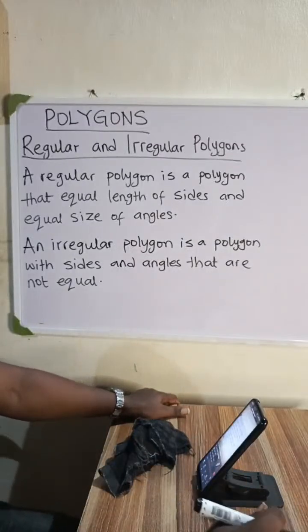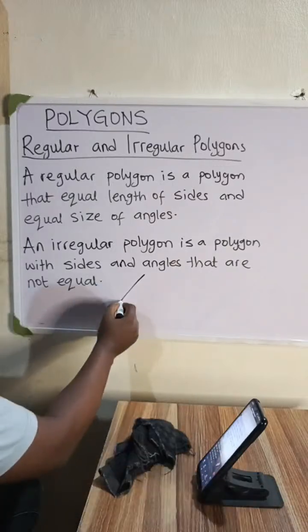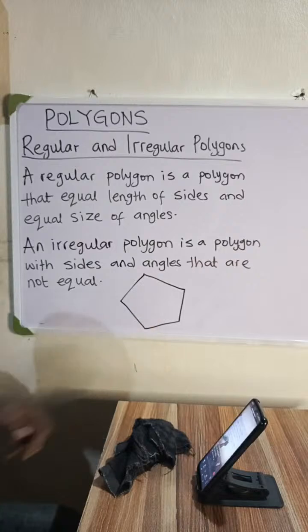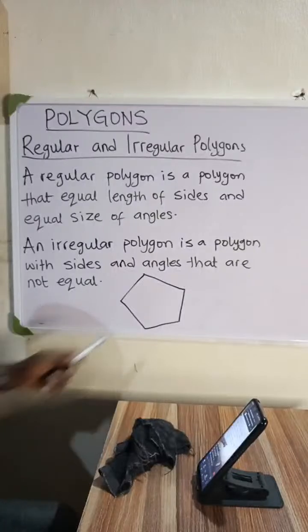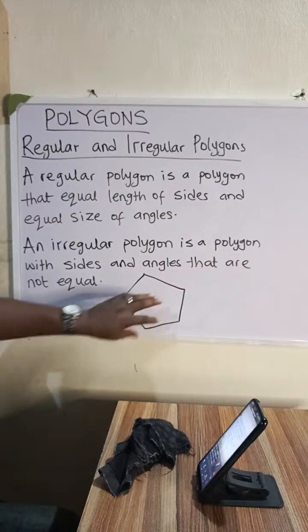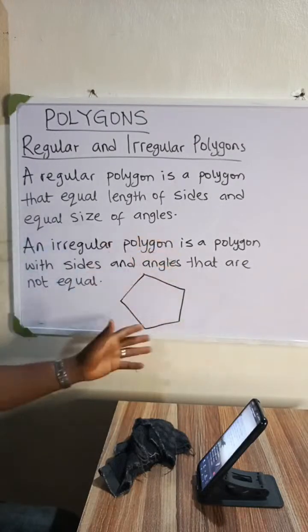So the next thing we're going to do is look at how to calculate the size of each angle of a regular polygon. So if you have, what shape is this? What type of polygon is this? Pentagon, correct. Since it has 5 sides and 5 angles, it is a pentagon. Now, let's assume this pentagon is a regular polygon. That means all the sides and all the angles are equal.